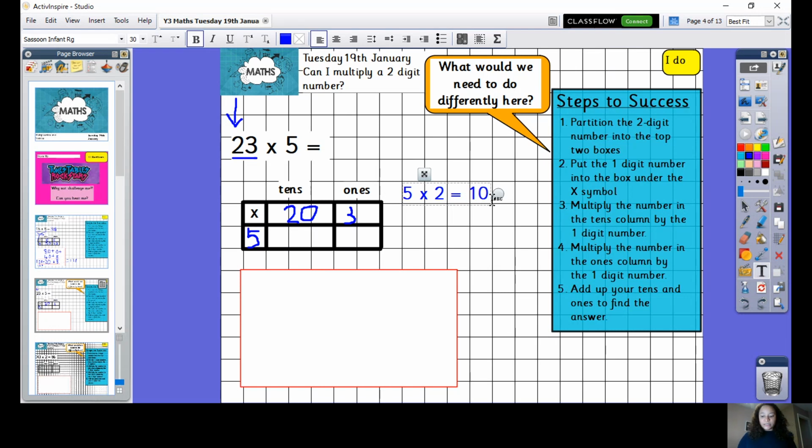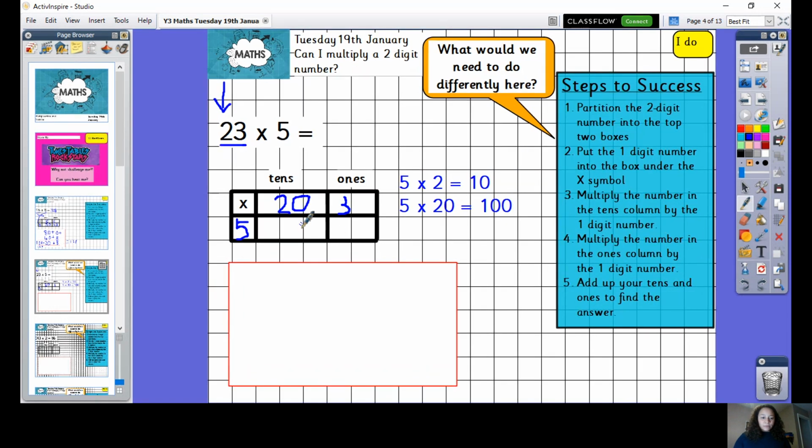So I know 5 times 2 is 10. But then watch what I do here. So the 5 stays the same. But instead of multiplying it by 2 again, I'm going to multiply it by 20 because that's what I'm trying to multiply here. Now, because the 2 has now been multiplied by 10 to make the 20, I know my answer needs to be multiplied by 10 too. So exactly the same as we did last week, I know that 10 times 10 is 100. And that's what goes into my box over here. So I'm just going to write in my 100 here.